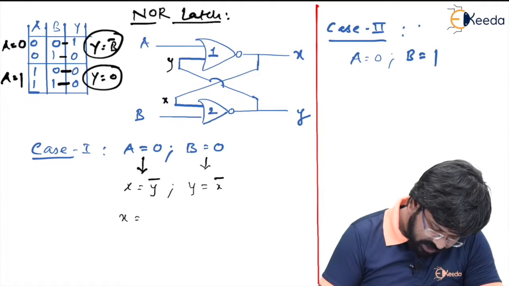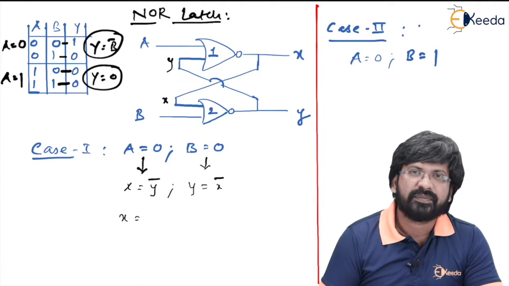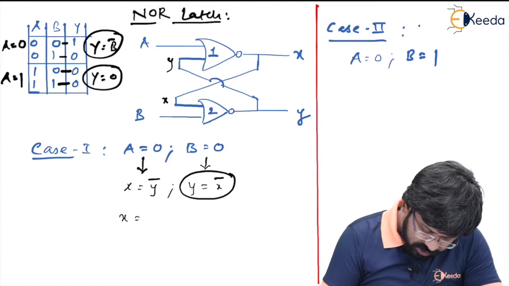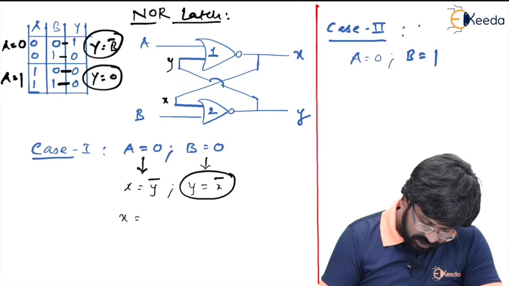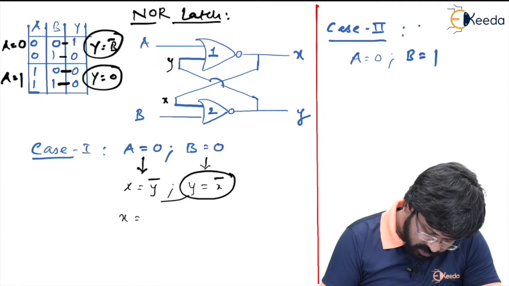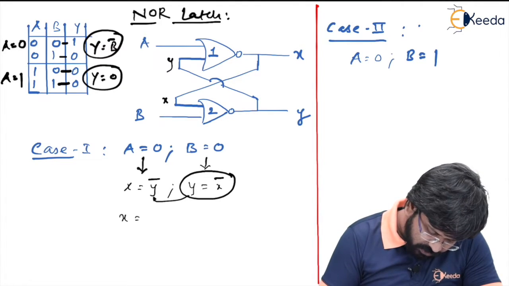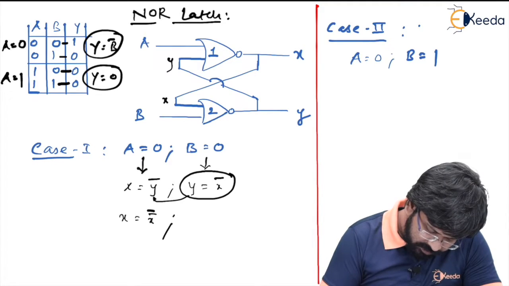See, X equal to, we say that it is Y bar, but what is the Y value? Can I say the Y value is X bar? So what I'm going to do is substitute this Y value over here. Therefore, instead of Y, I'm going to write X bar, and again we have a complement here.